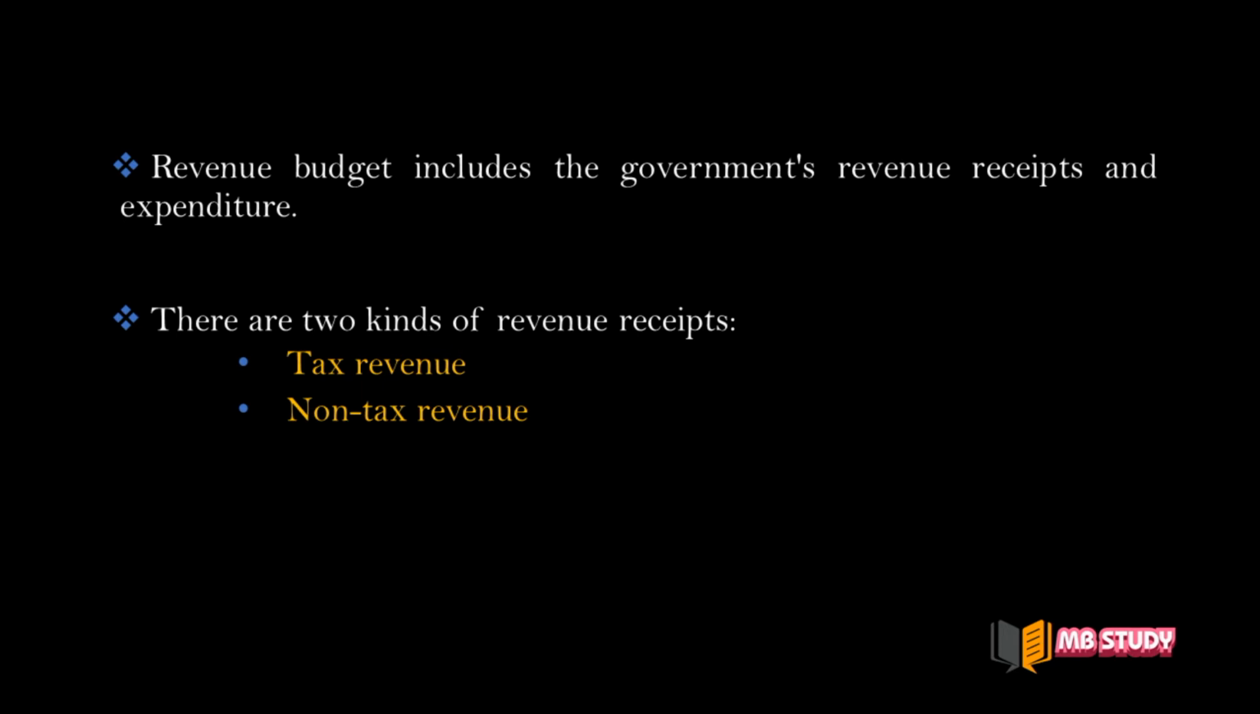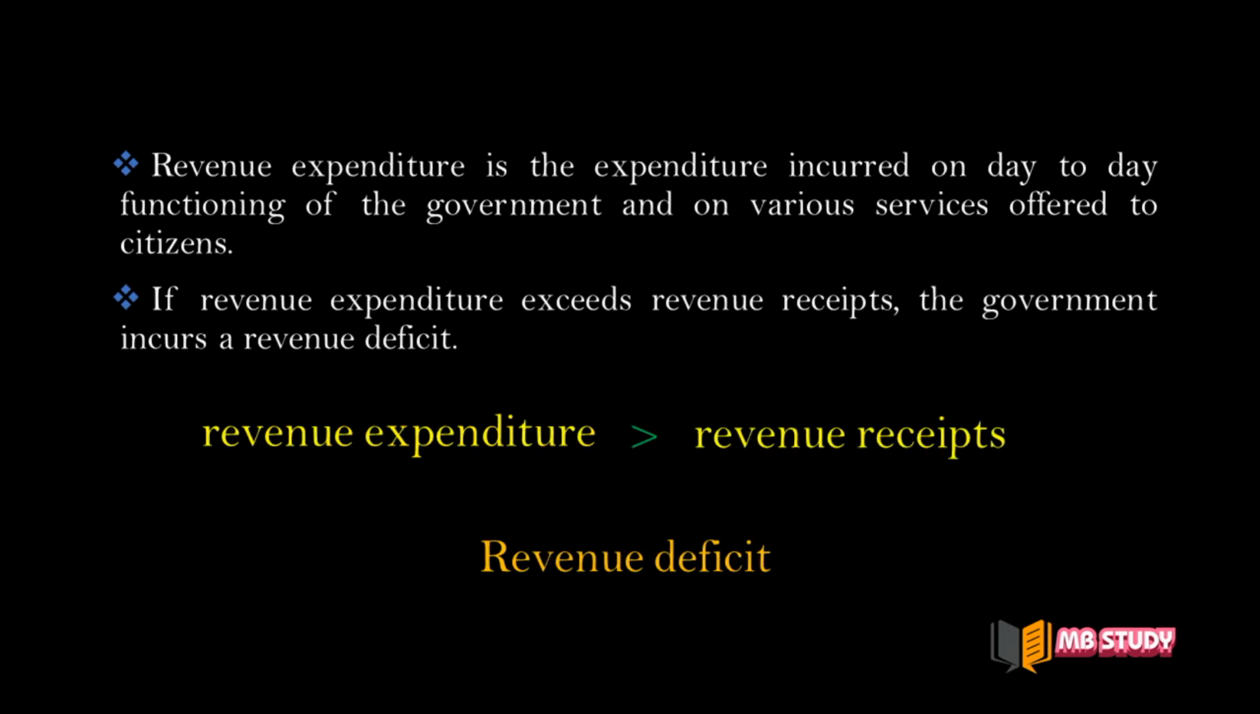The revenue budget includes the government's revenue receipts and expenditure. There are two kinds of revenue receipts: tax revenue and non-tax revenue. Revenue expenditure is the expenditure incurred on day-to-day functioning of the government and on various services offered to citizens. If revenue expenditure exceeds revenue receipts, the government incurs a revenue deficit.